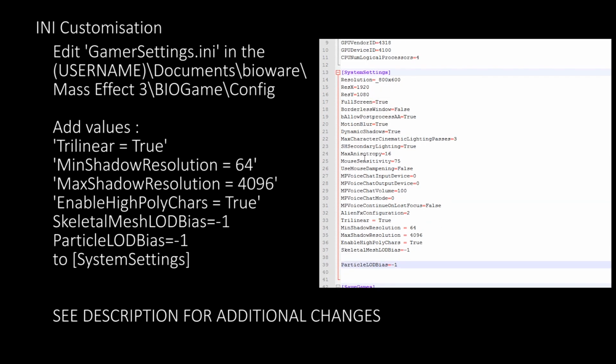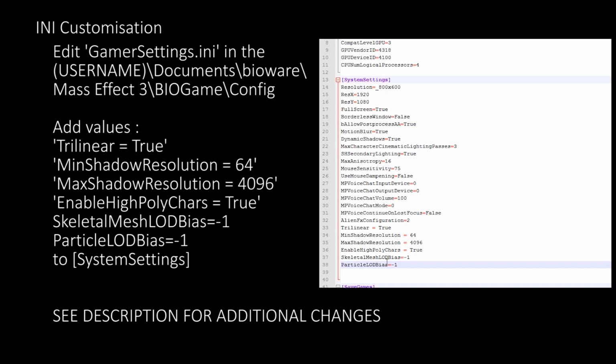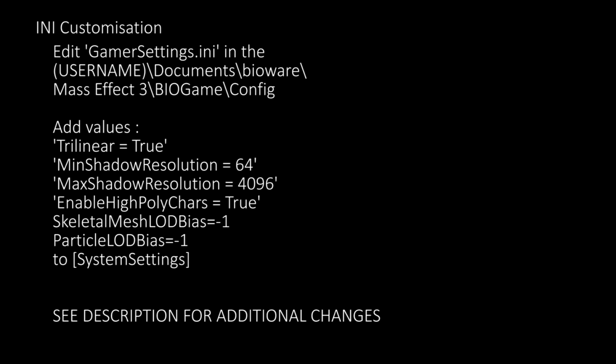If you find low performance in your game, one of the first values to turn down would be the MaxShadowResolution. You can choose values such as 2048 instead. Once you're done, save the file and exit.